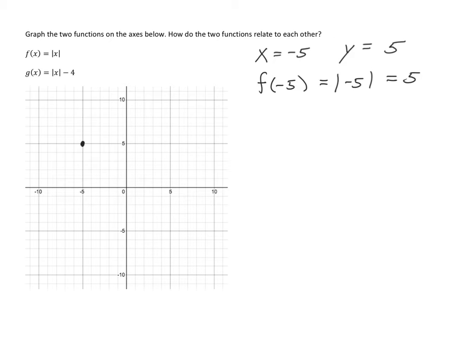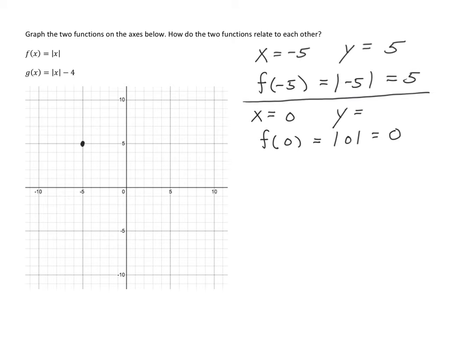We'll do this a couple more times. Let's see. Maybe I'll do an x value of 0. What's the corresponding y value? Well, I would take the x value and put it into my function. That's the absolute value of 0, and that simplifies to 0. So this symbol f of 0 means what is the y value when x is equal to 0? And we figured out that it is 0. That means we can plot the point 0, 0.